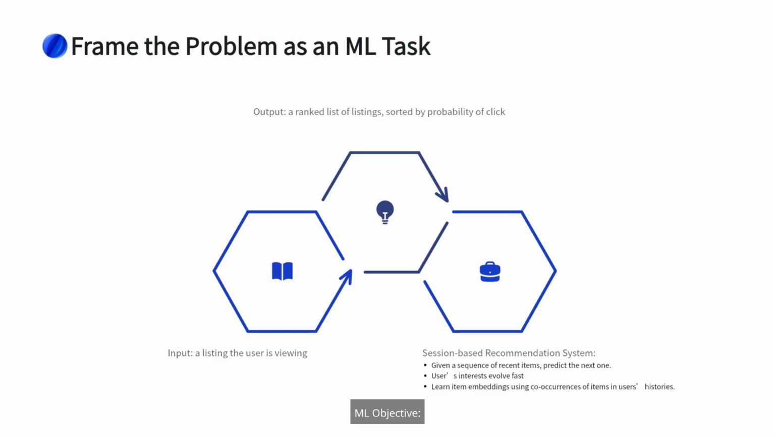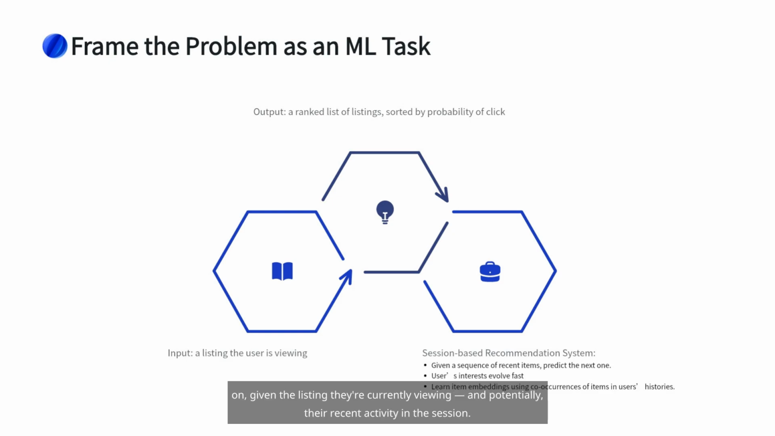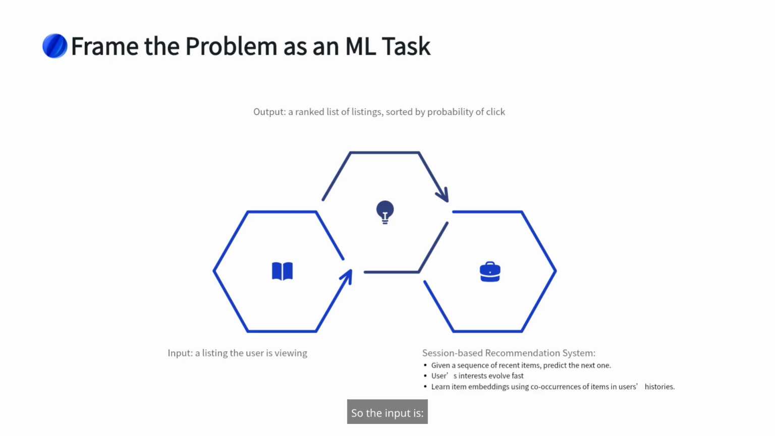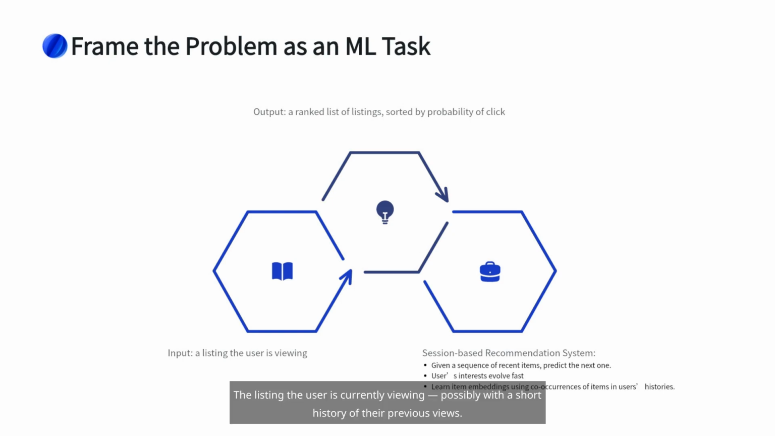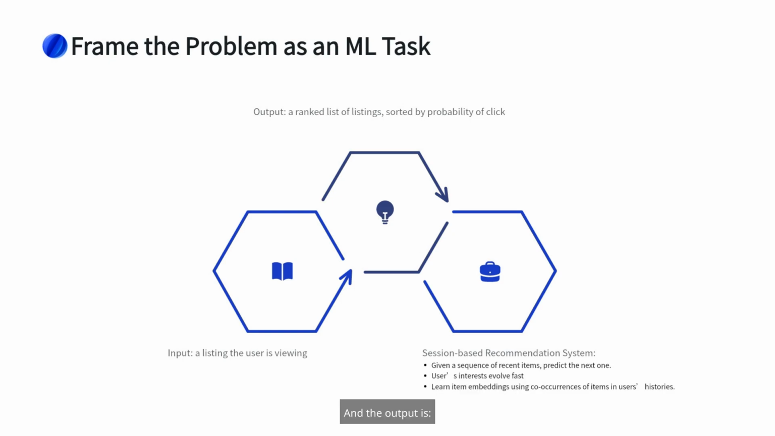ML objective. Our goal is to predict which listings a user is most likely to click on, given the listing they're currently viewing, and potentially their recent activity in the session. So the input is the listing the user is currently viewing, possibly with a short history of their previous views, and the output is a ranked list of similar listings sorted by their predicted click probability.